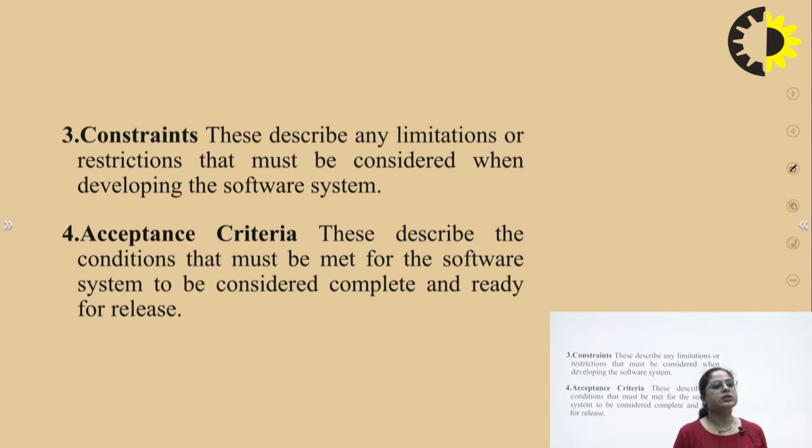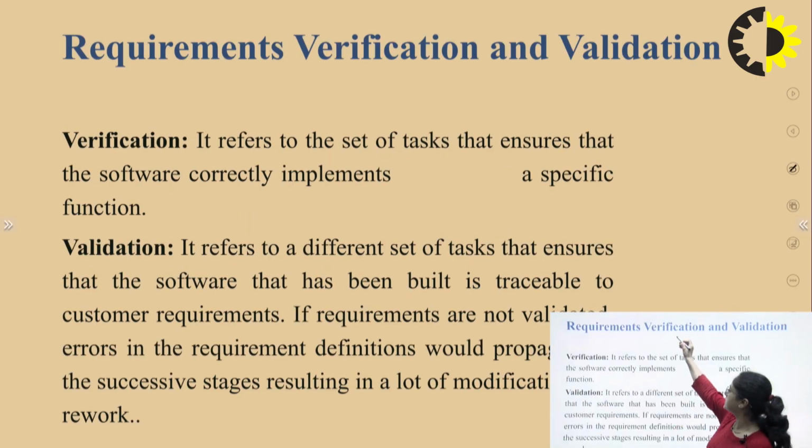Constraint: this describes any limitations or restrictions that must be considered when developing the software. Acceptance criteria: this describes the conditions that must be met for the software system to be considered complete and ready for release.